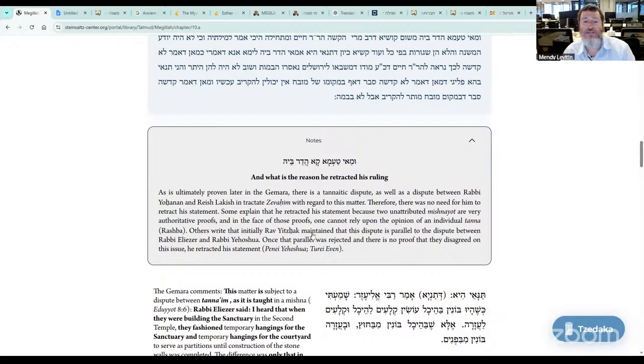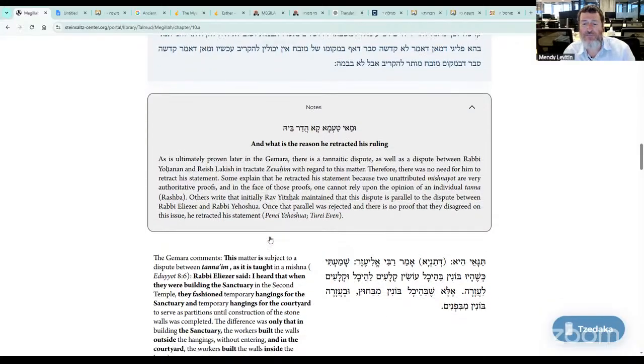Others write that initially Rabbi Yitzchak maintained that this dispute is parallel to the dispute between Rabbi Eliezer and Rabbi Yehoshua, as we're going to learn soon. Once that parallel is rejected and there's no proof that they disagreed on the issue, he retracted his statement.